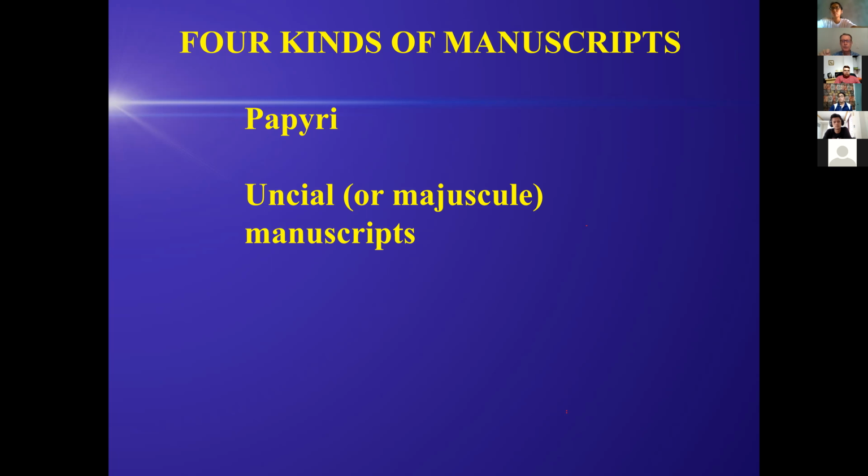Uncial manuscripts are designated by a number with a 0 in front of it, or a capital letter, like manuscript A, manuscript B, manuscript Aleph. Sinaiticus is Aleph, or C, or D, and on down through the alphabet. Now, there are only 26 letters in the alphabet, so they came up with numbers.